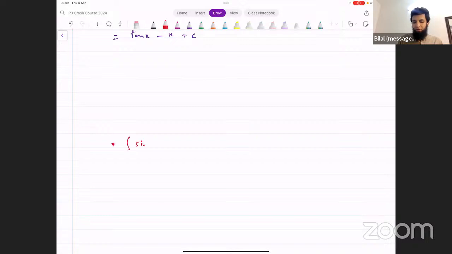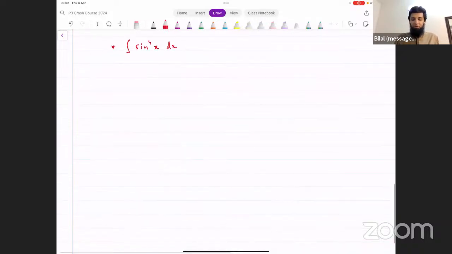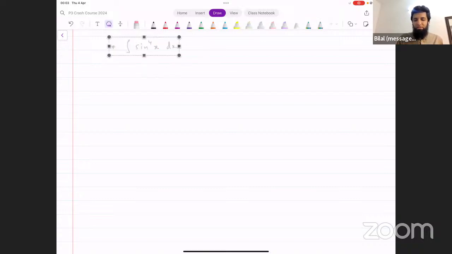Sine raised to power 4. How do you integrate this? We want to integrate sine raised to power 4 x with respect to x. Now we could write this as sine square x whole squared, right? And use the double angle identity again, just like we used that for sine square. We can do exactly the same thing. But this process is going to be slightly longer than before, because then you'll have to convert square back to power 1 as well. Let's try this.